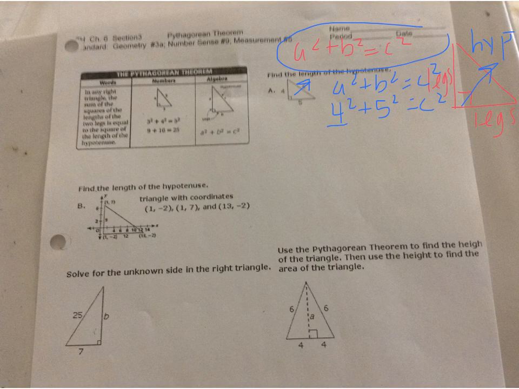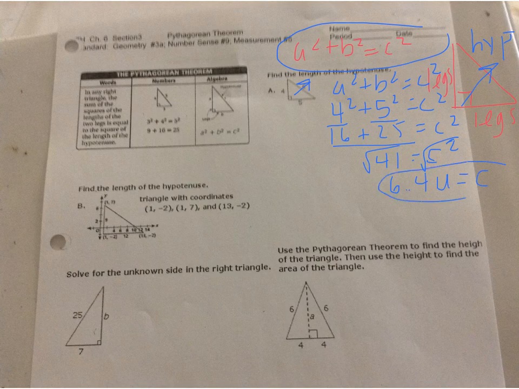Okay, so now we have to square these. 4 times 4 is 16, plus 5 times 5 is 25, equals c squared. You add those two together. 16 plus 25 is 41. 41 equals c squared. But we don't want c squared, we just want c. To undo squaring something, you take the square root, and you're welcome to do that on your calculator. The square root of 41 is 6.4 if we round it to one decimal place. So you get 6.4 units equals c.